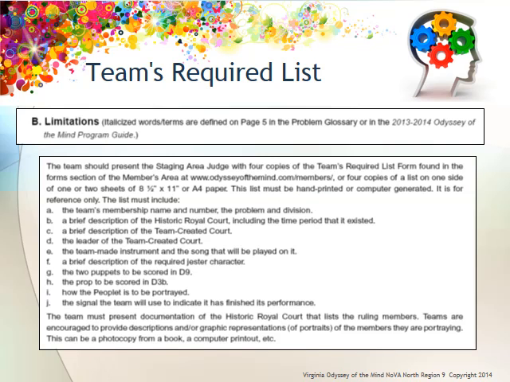Let's look at these forms one at a time, starting with the required list form. This form varies by the problem. Its purpose is to help direct the judge's attention to the appropriate parts of your skit that fulfill the problem requirements. Not every problem includes a required list, but if one is required, it will usually be described as the last item in Part B, Limitations.